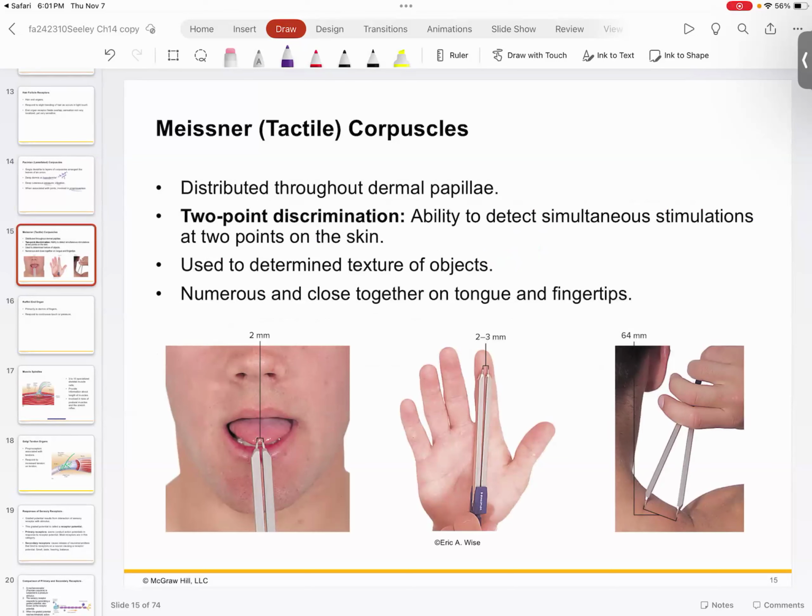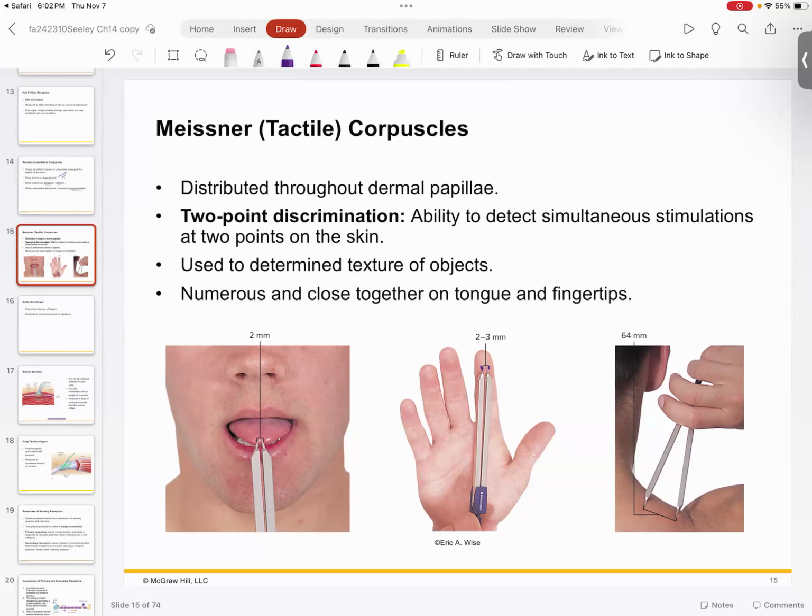So the Meissners are going to be tucked just in that dermal papilla, right at the junction of the lower epidermis and the upper region of the dermis. And this is your 2-point discrimination. If you were to take some calipers and put the sharp points at 2 different points, you can tell that there are 2 different points there. And that is your Meissner corpuscles that are able to tell you that.